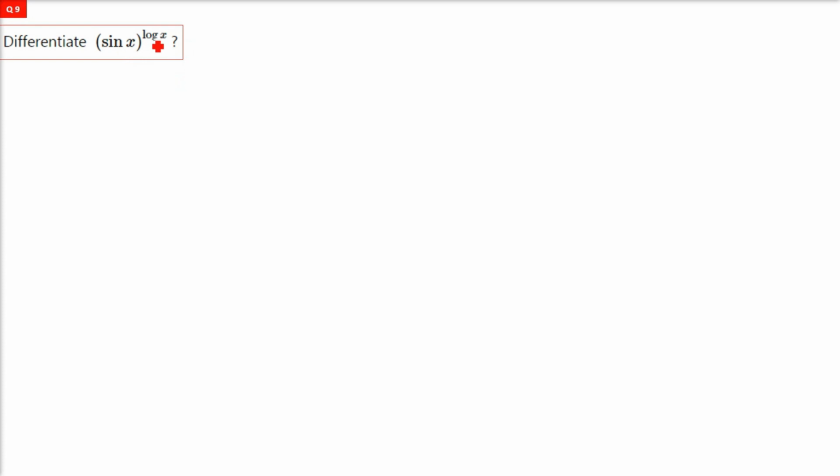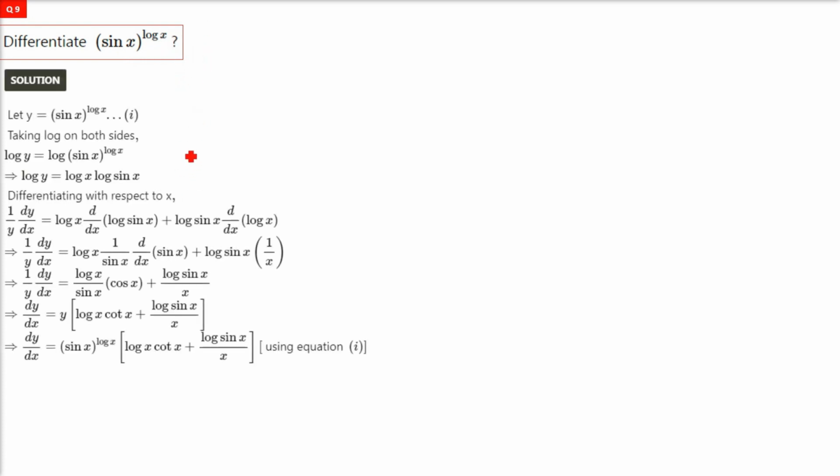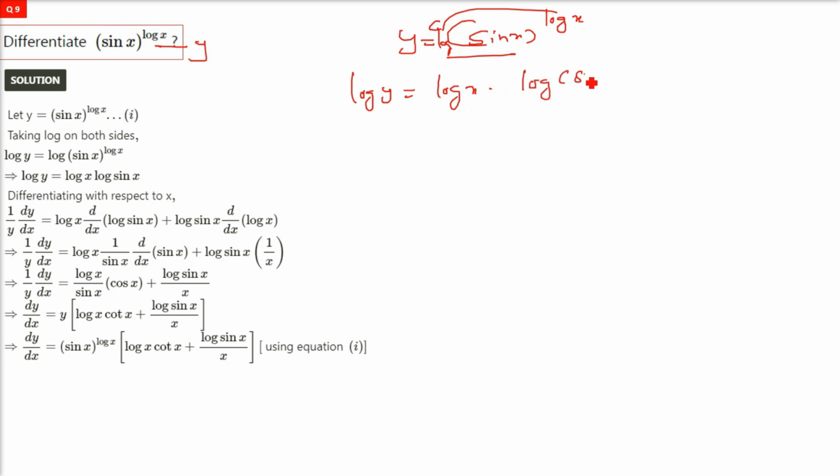Differentiate sin x to the power log x. So this also you can do by yourself, as we have done already 7-8 questions. So the things will remain same. Y is equal to sin x to the power log x. And let us take log on both sides. Log y is equal to, when you take log here, log x will come in front. So it will be log x, and then log sin x, because we are taking log.